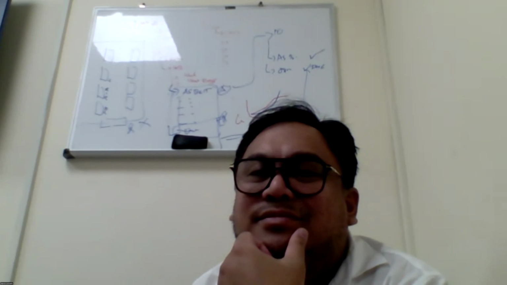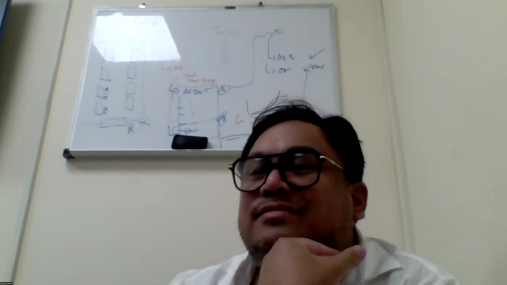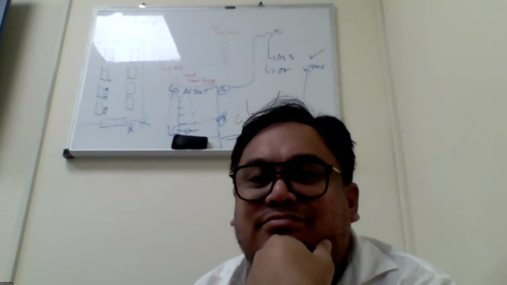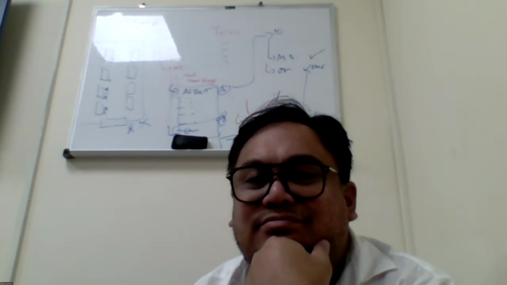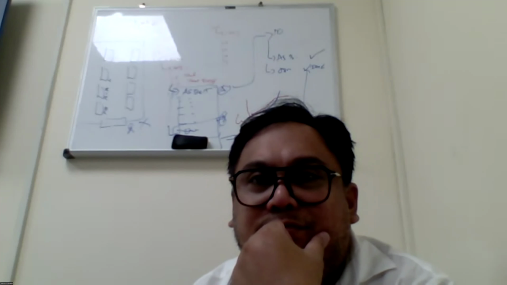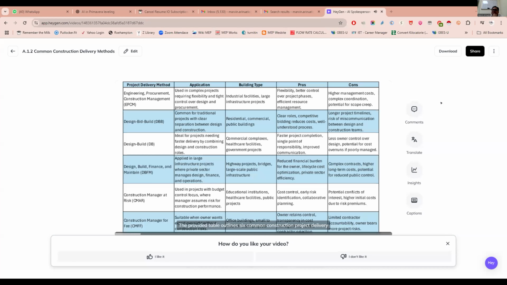Delivery methods. Project delivery methods define the roles, risks, and relationships between stakeholders. Choosing the right method impacts timelines, costs, and overall success. Let's explore three common approaches using the comparison table. The provided table outlines six common construction project delivery methods, highlighting their applications, typical building types, advantages, and limitations. We discussed it earlier, right? You can pause the screen for further reading.